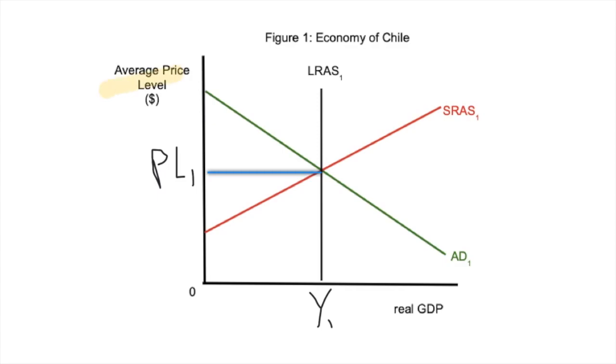Check it out. 1, price level, average price level. 2, currency. 3, PL1. 4, don't forget the origin ever, I always do. 5, Y1. 6, real GDP. 7, AD1. 8, SRAS1. 9, LRAS1. And 10, you guessed it, is the title. That's 1, 2, 3, 4, 5, 6, 7, 8, 9, 10. It is the macroeconomic neoclassical aggregate demand, aggregate supply rule of, wait for it, 10. Okay, my friends?